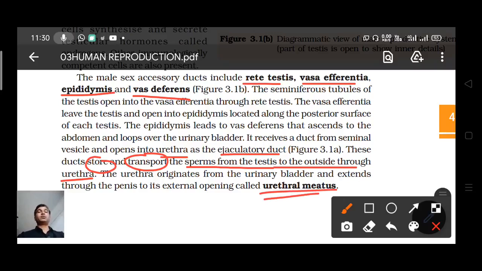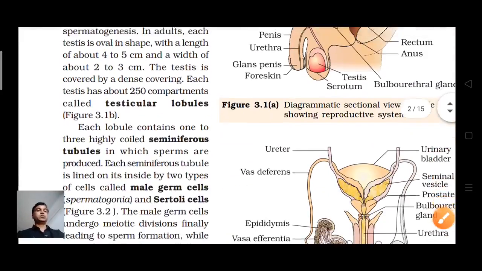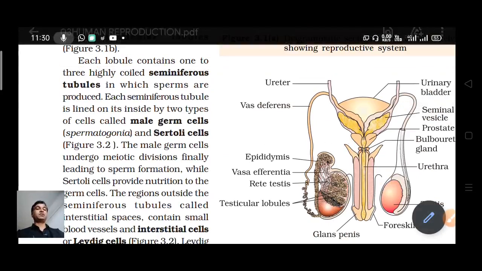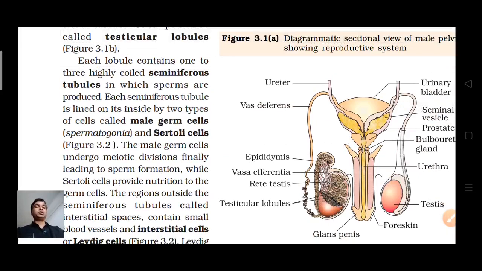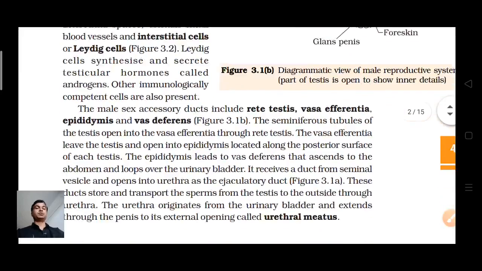So this is about the male reproductive system, where we covered only the accessory ducts. Clear? If you observe the figure, rete testis, vasa afferentia, epididymis, vasa deferentia, then ejaculatory duct, then urethra, these are called the ducts of the male reproductive system.